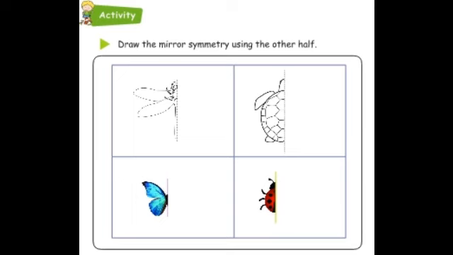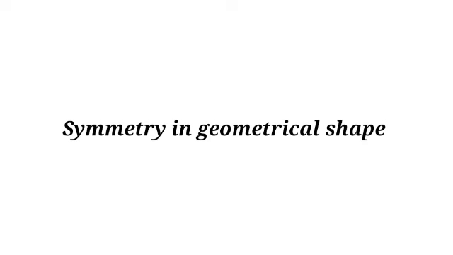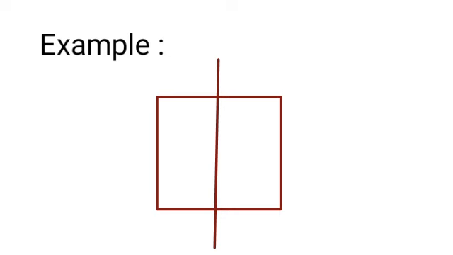Okay, so now we are going to see symmetry in geometrical shapes. In this I am going to show you images of a square, rectangle, circle, triangle. Now we will see how many symmetrical lines we can draw with the help of those images. Symmetrical means, as I told you just now, a line which divides a figure into two equal halves.